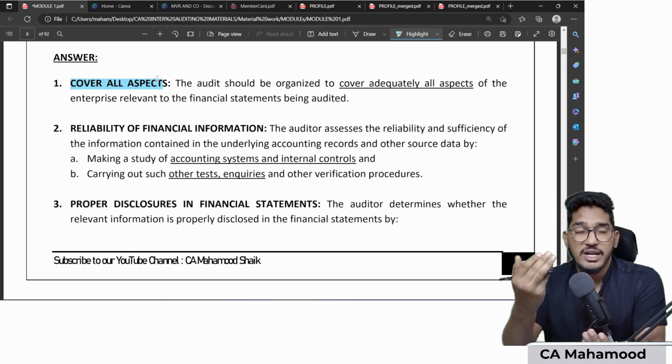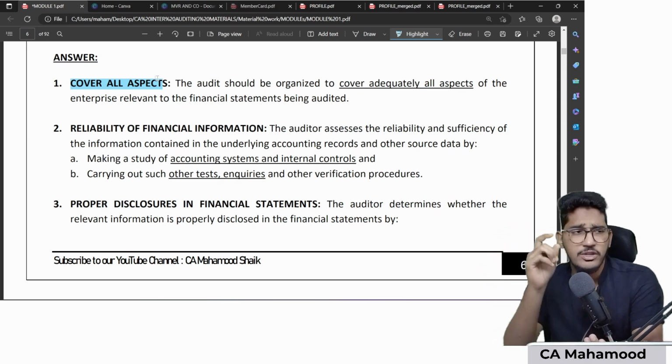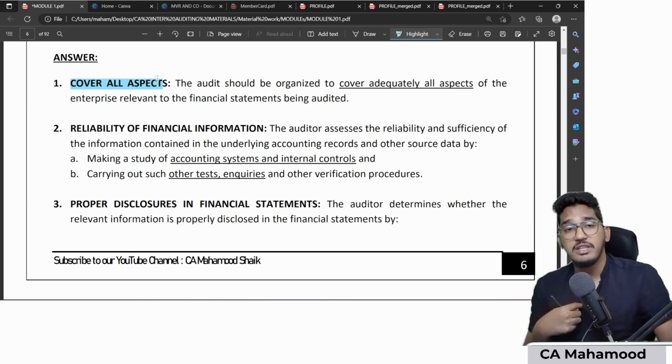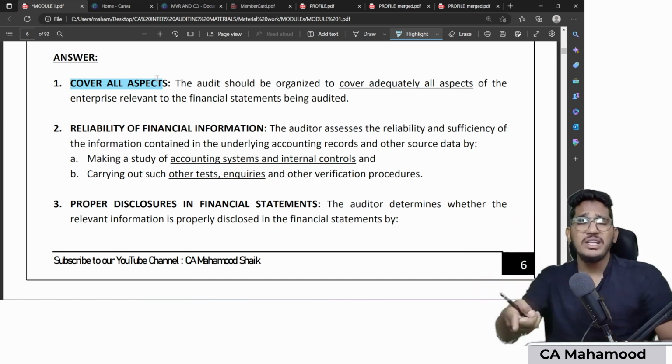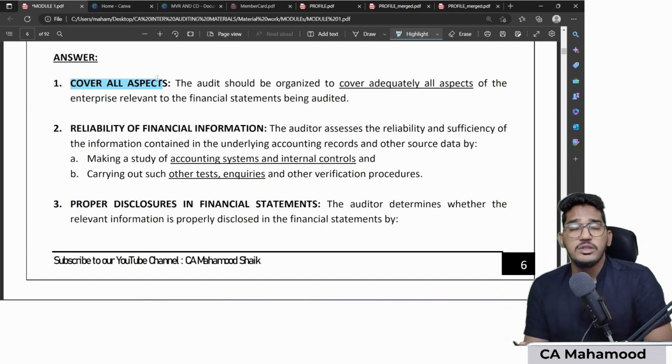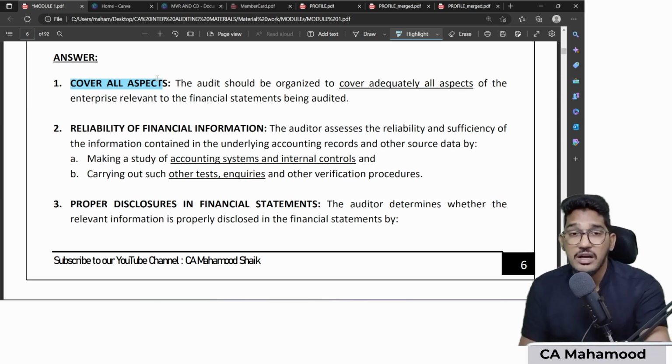For example, if you see a closing stock of 10 crore rupees in the balance sheet, you have the responsibility to even go to the warehouse and check whether the 10 crores worth of stock is really there or not. So like this, an auditor should cover all aspects of the organization which are related to financial statements.